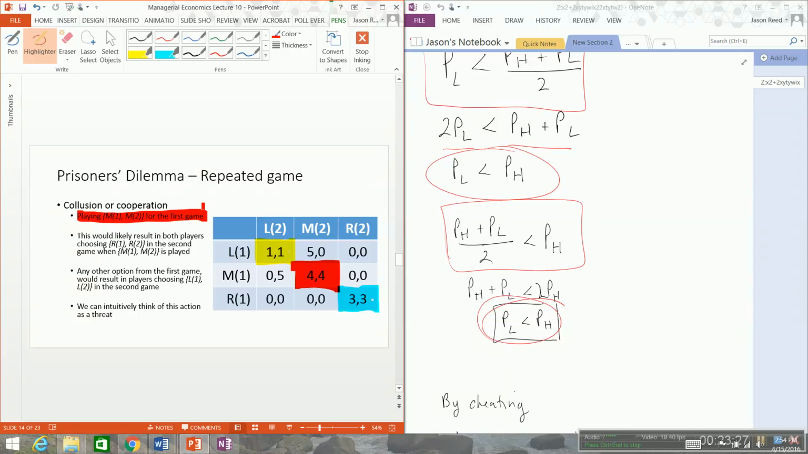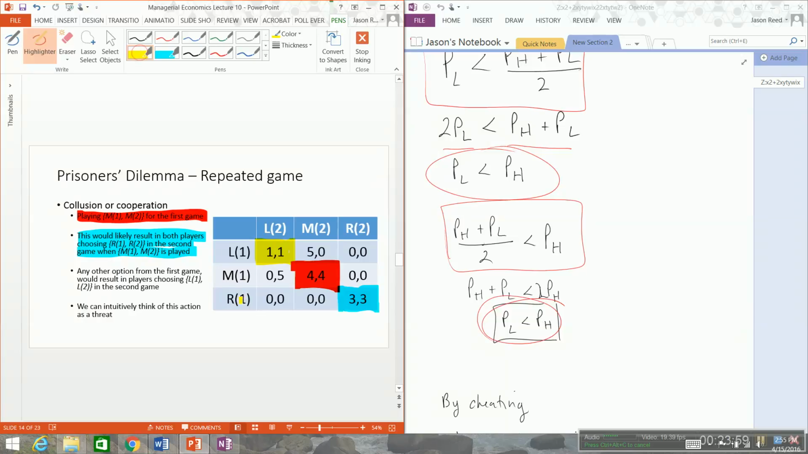So what happens next? In the second game, since you and I could have deviated and we didn't, we now trust each other. Because we now trust each other, we're now going to play the better option, which is right, right. So if we trust each other, we're going to play right, right, but only when the middle, middle was played in the first game. So round 1, we play middle, middle. Round 2, we play right, right.